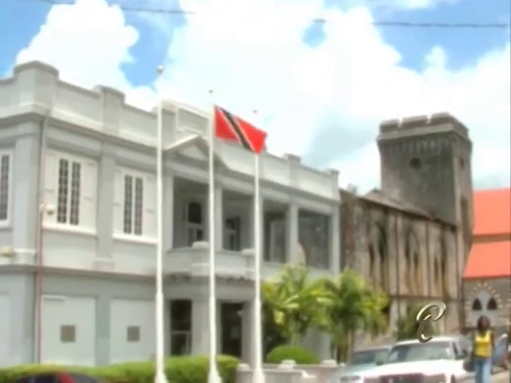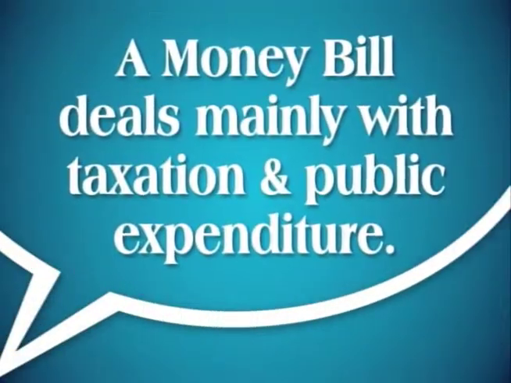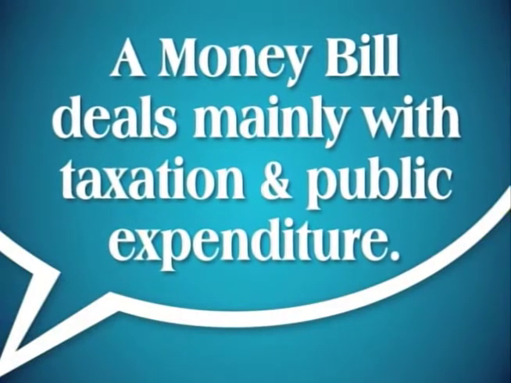The method of enactment of laws is through the passage of bills passed by the House and the Senate and assented to by the President. Bills may be introduced in either the Senate or the House, except a money bill, which must be introduced in the House. A money bill deals mainly with taxation and public expenditure.